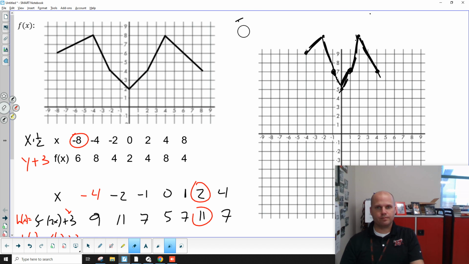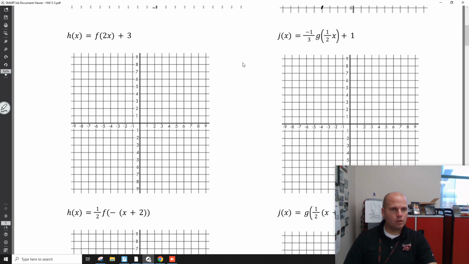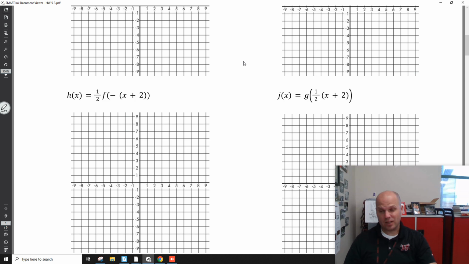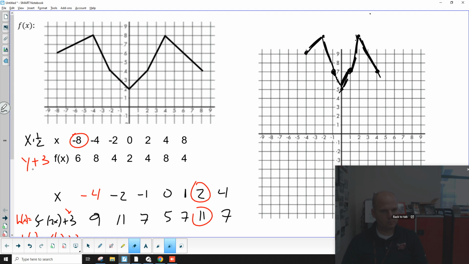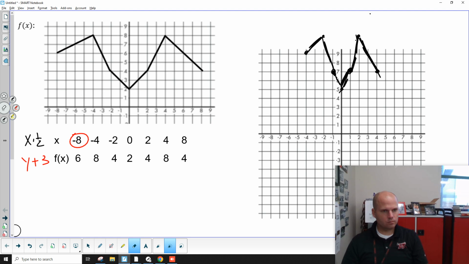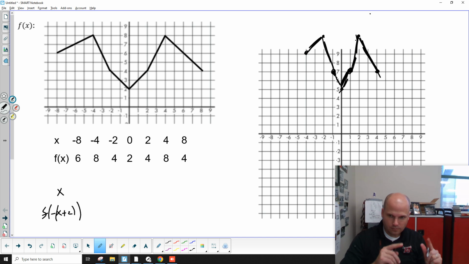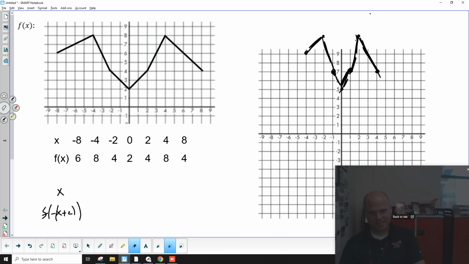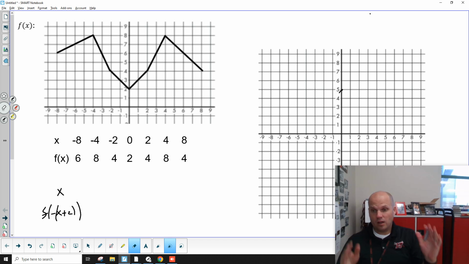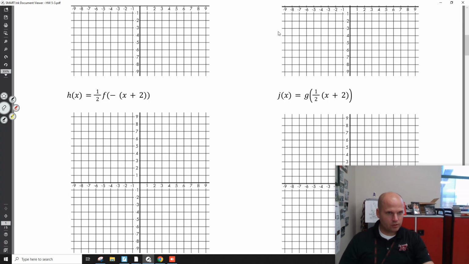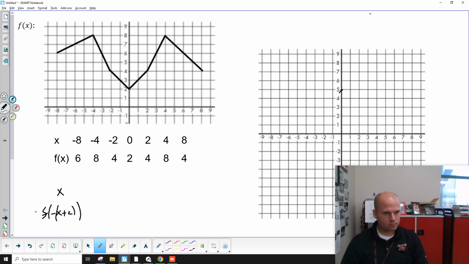Let's look at the second question. h of x is 1/2 f of negative x plus 2. So I've got f of negative x plus 2 like that, in that order. Now, this is where it's super important. Is there anything else? There's a 1/2. And this is h of x.